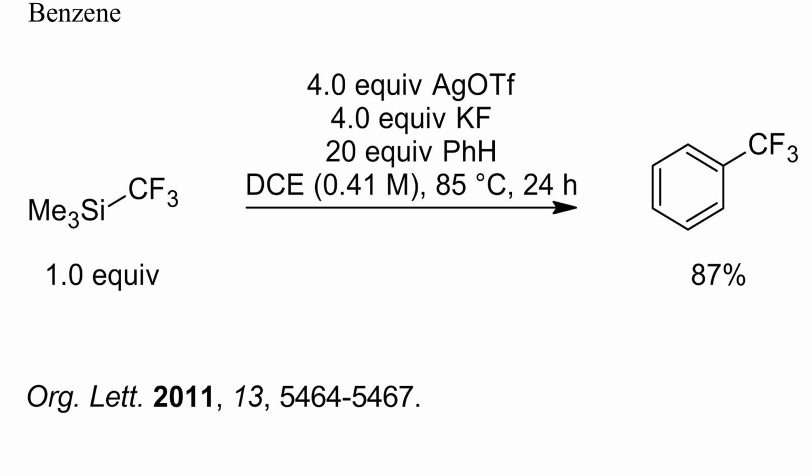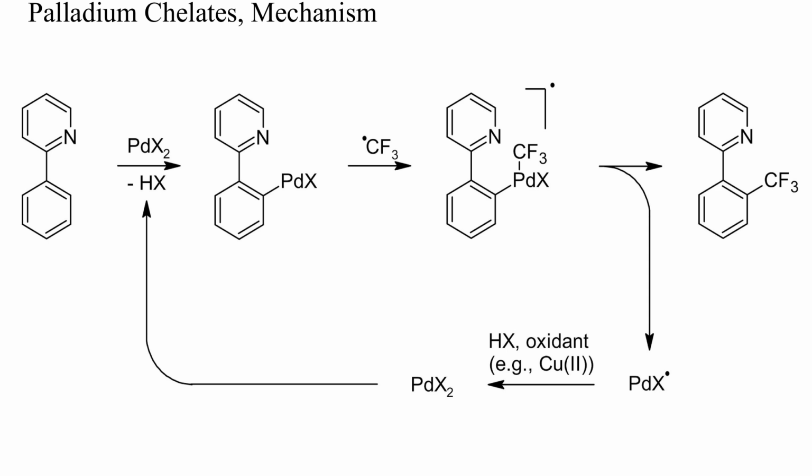With a large excess of benzene, however, it is possible to attain high yields of benzotrifluoride. Here, a silane was the source of trifluoromethyl radicals, and silver triflate was the oxidant. I'll show you now some examples of fluoroalkylations of transition metal chelates.